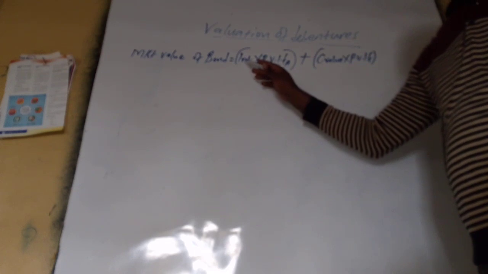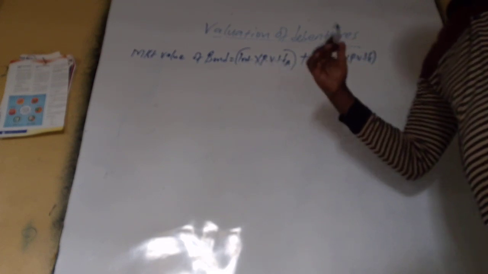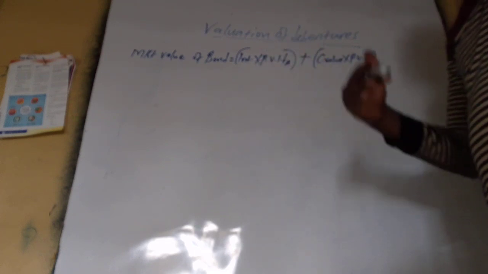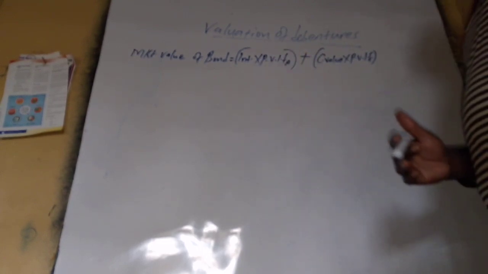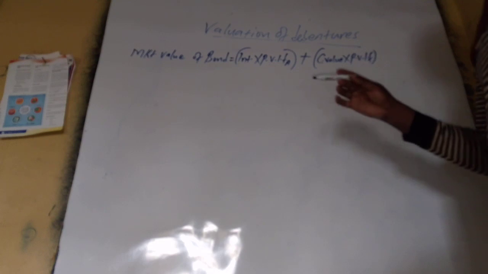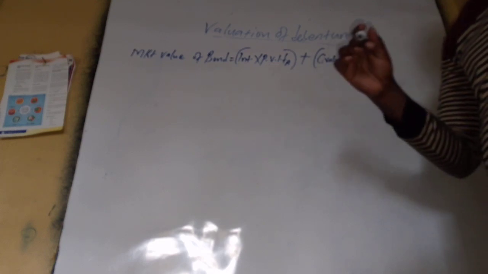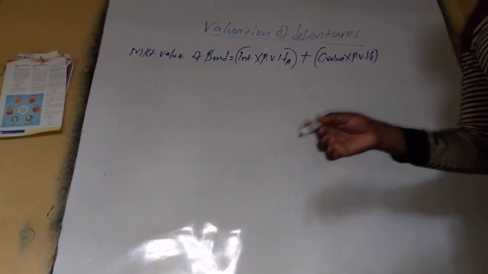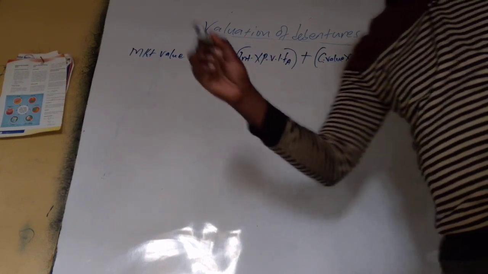For the interest, we use annuity because this is something recurring. It is something frequent. Whereas for conversion, we use PVIF at the end because this is a terminal figure. This is a figure that is being realized only once.